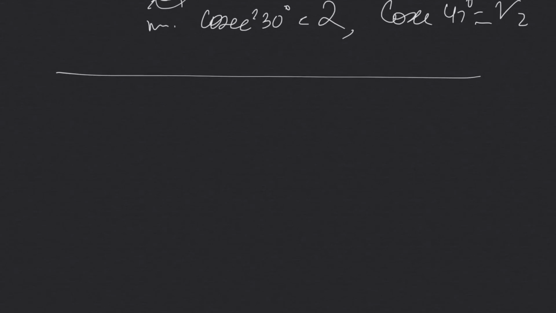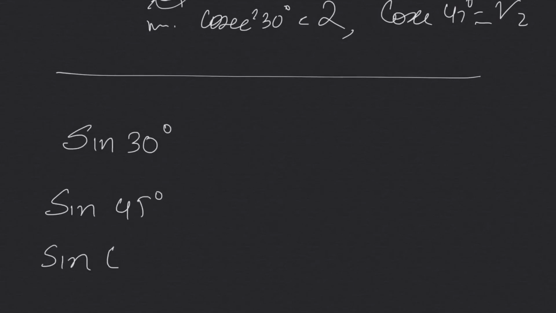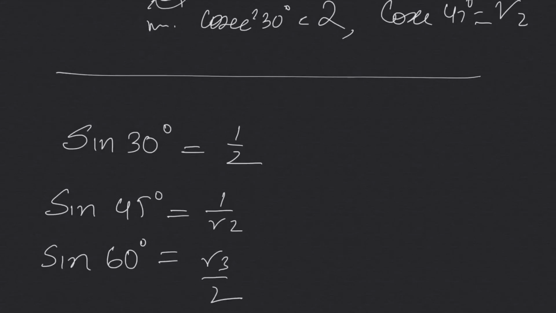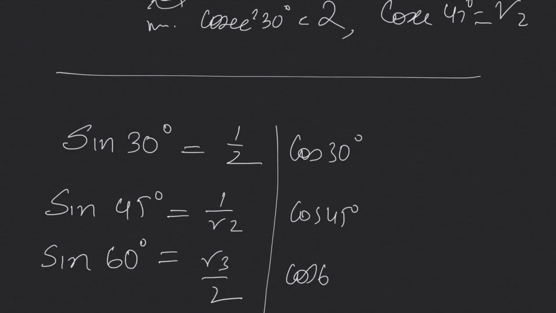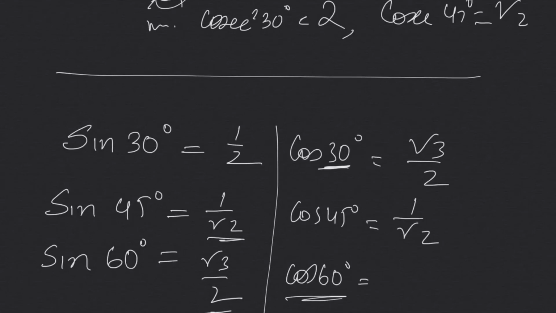So in summary again, sine 30 degree, sine 45 degree, sine 60 degree. Sine 30 degree is 1 by 2, sine 45 degree is 1 by root 2, and sine 60 degree is root 3 by 2. Now it will be cos 30 degree, cos 45 degree, and cos 60 degree. Cos 30 degree is nothing but sine 60, so this will be the value. Cos 45 degree and sine 45 degree are the same, and cos 60 degree will be 1 by 2.